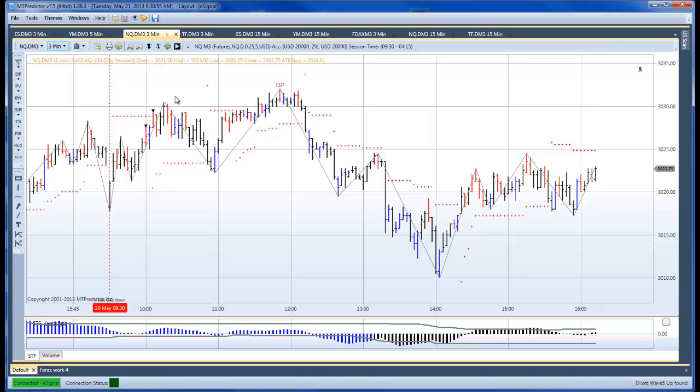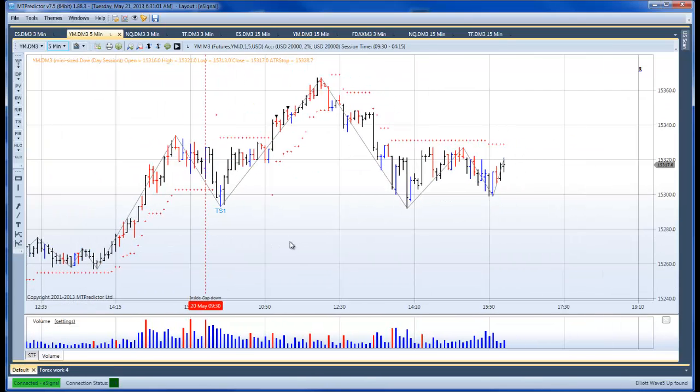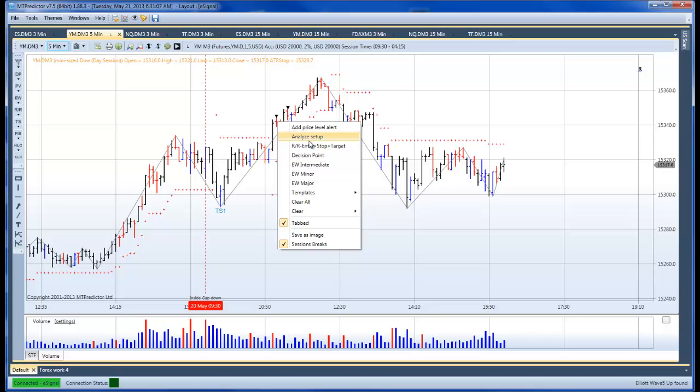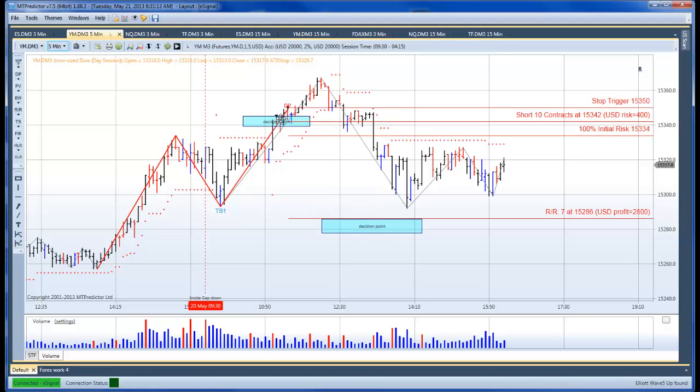Normally these are the end of a 5-wave sequence, and I know a couple of our customers were looking at the YM on a 5-minute chart yesterday, and you can see here again we had our two DP setups, both of which would have ended up in losing trades. So this is the problem with trying to catch the end of a trend. It's always very tricky. This is why I say it's for experts only.